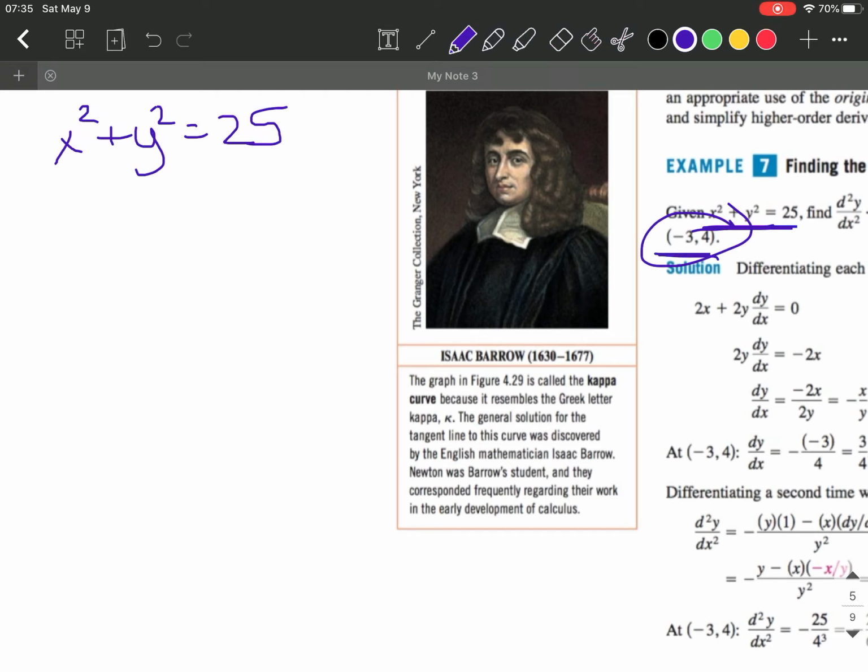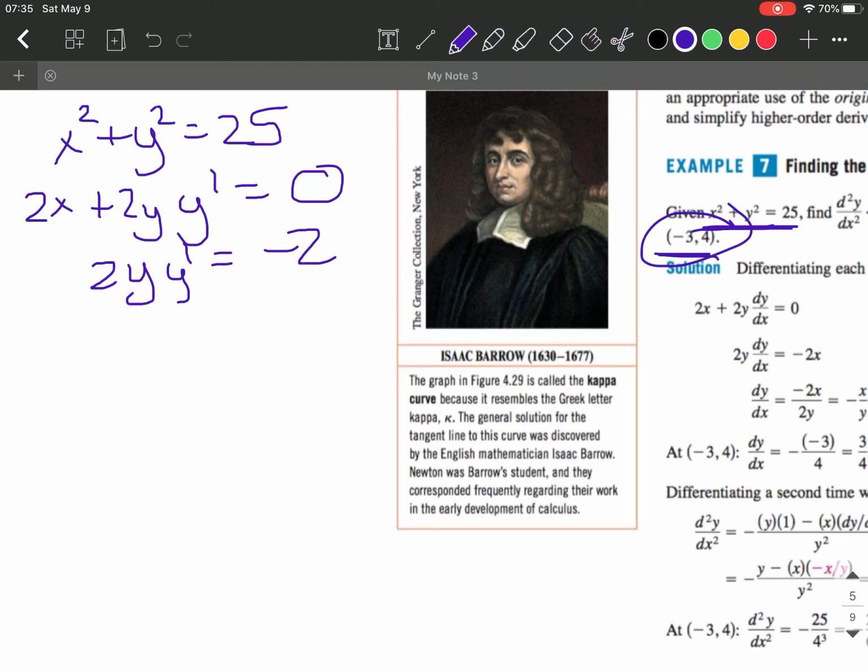Negative 3, 4. They don't want the first derivative, they want the second derivative. So obviously you first find the first derivative. We have the derivative of x squared is just 2x. The derivative of y squared would be 2y y prime. And the derivative of 25 is 0. Now I solve for y prime. 2y y prime equals negative 2x, divided by 2y, and you simplify that. So you get y prime equals negative x over y.